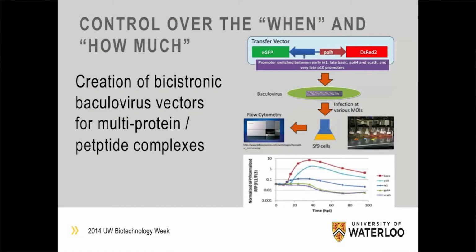One aspect of glycosylation and solubility that we're looking at is the ability to produce large quantities of protein in our system without precipitating out within the cell, which can be caused by unwanted glycosylation patterns. The other branch of work that we do in our lab is to try and control the when and how much of protein that we're producing.